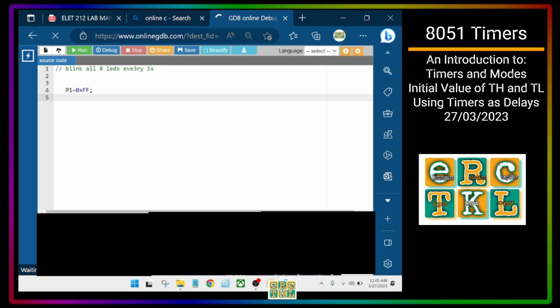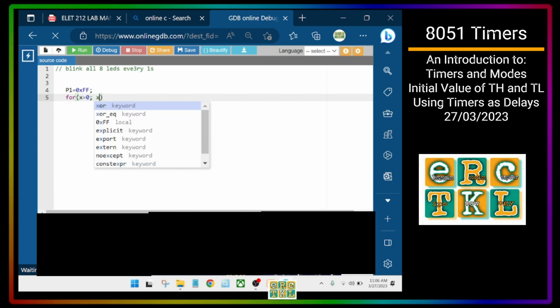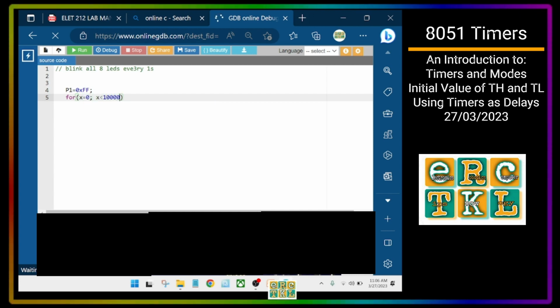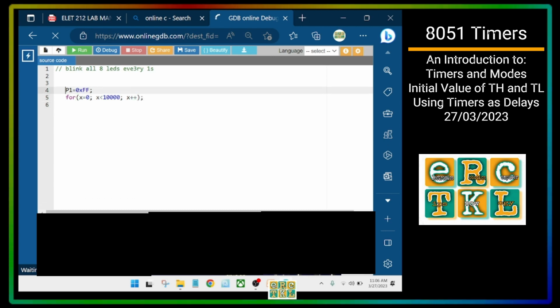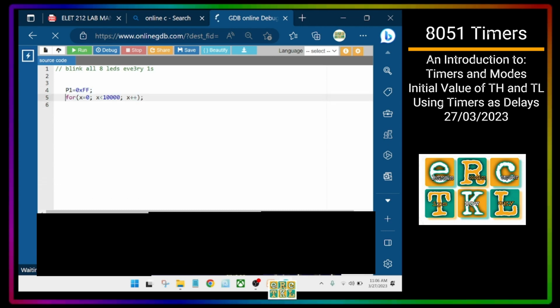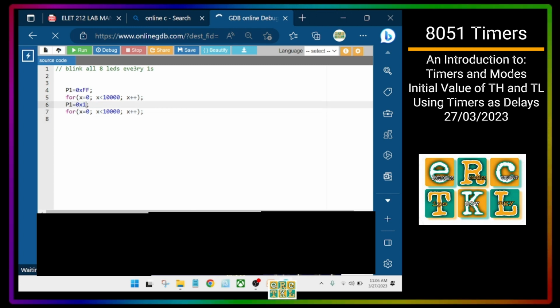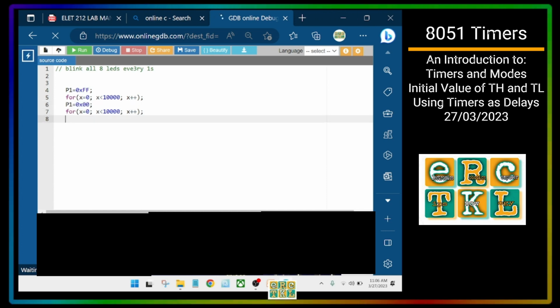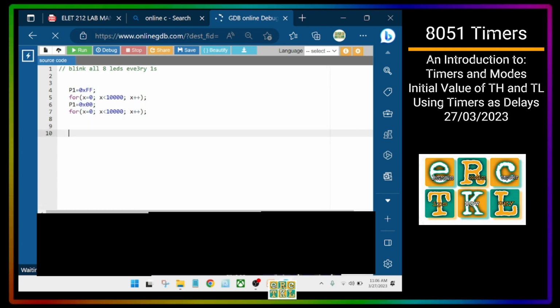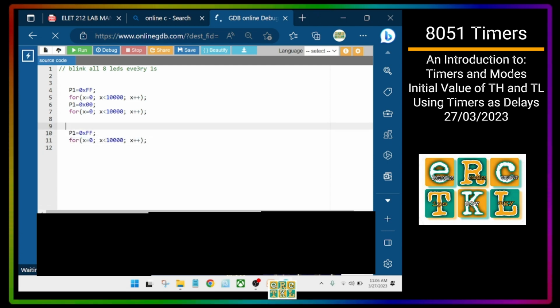delay. How to write that? I will write delay? No, what? For x equals 0, x less than 10,000. Isn't this the normal way we do it? And then we do this again, right? Correct? 0, 0. Isn't it? Yes or no? Any question? Another way. What's the other way? Shorter way.